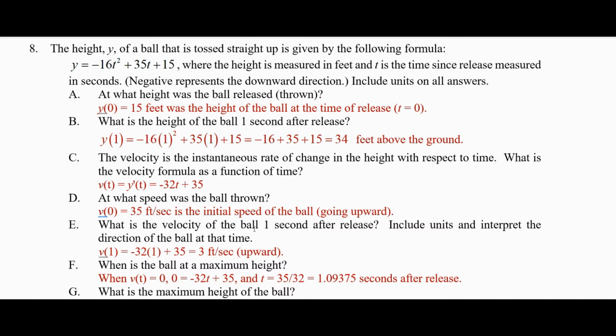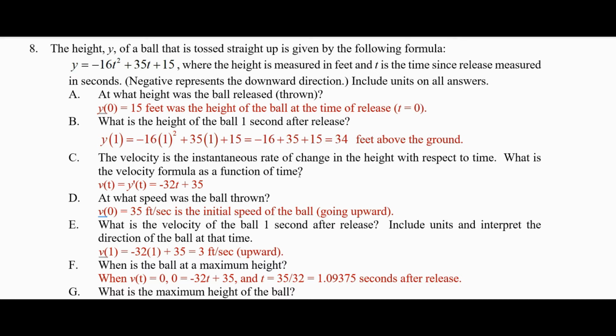That's going to be the constant term there, which is 15. So 15 feet above the ground is the height of the ball when it was released at time 0. What's the height of the ball 1 second later? You put in t as 1, and you see the details worked out there, that turns out to be 34 feet above the ground. So notice that it was definitely thrown upward, and then at some point it reaches a maximum height and comes back down. Eventually it will land on the ground.